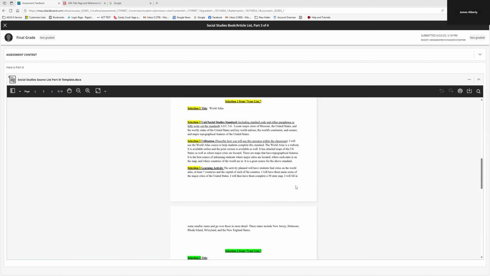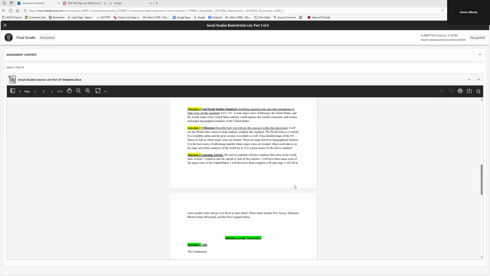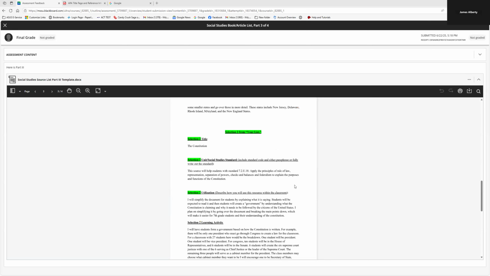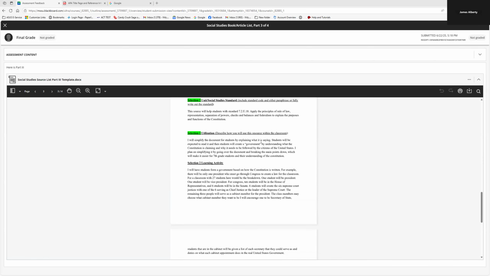Some of the smaller states, I'll just have them listed, like New Jersey, Delaware, Rhode Island, Maryland, along with the New England states. They're tiny, so they'll need to be filled in, and I will help give them more detail for the New England states.